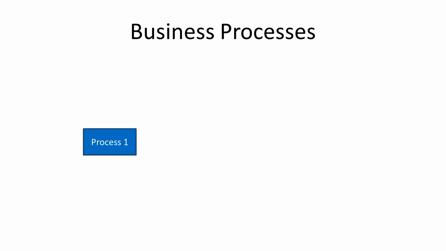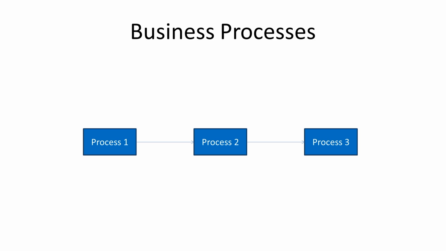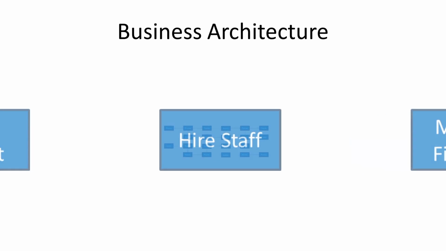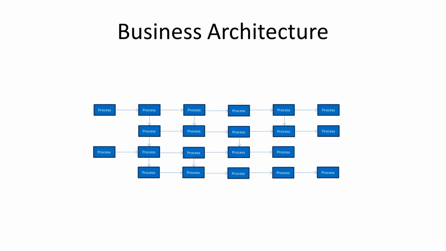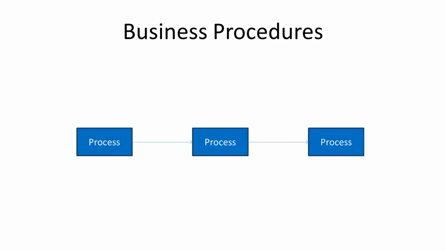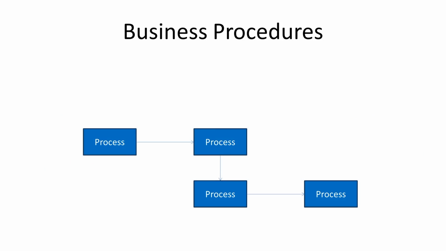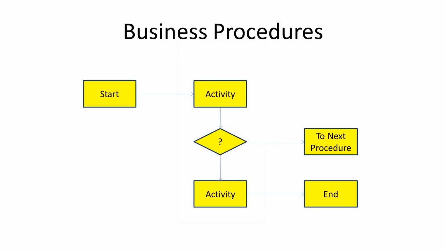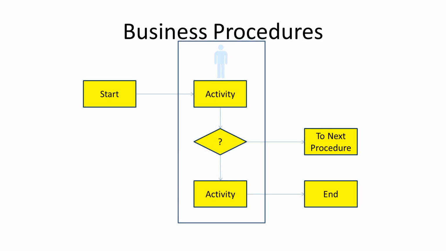Central to every business are its processes. Process 1 leads to process 2, leads to process 3. Those processes normally have names that make sense to the people who are running the business, and within each of those processes, there are further sub-processes. Business processes are the responsibility of a department or a group. And as we go deeper into the sub-processes, eventually we get to procedures. Procedures are the responsibility of an individual or a team.